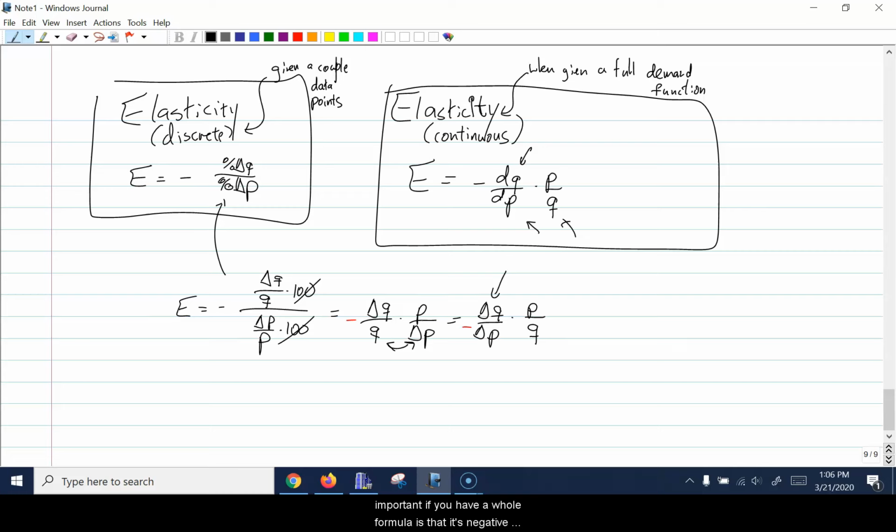The formula for elasticity, if you have a whole formula, is that it's negative dQ/dP times P over Q. Let's try using this out. Here's an example.